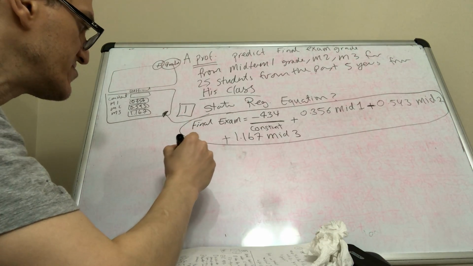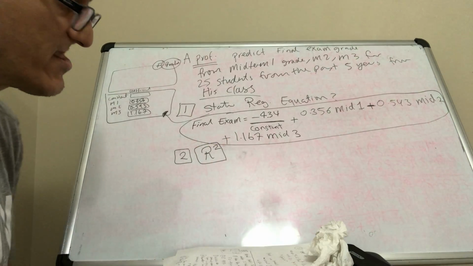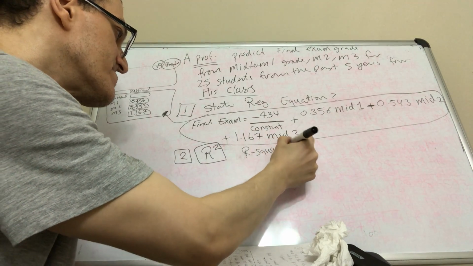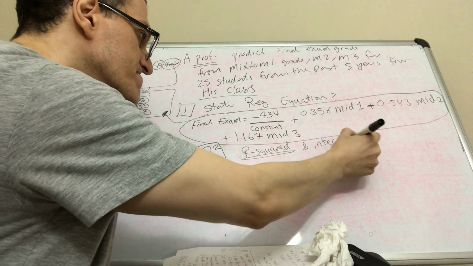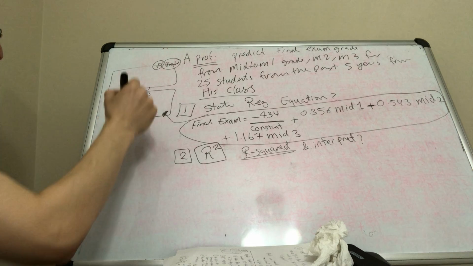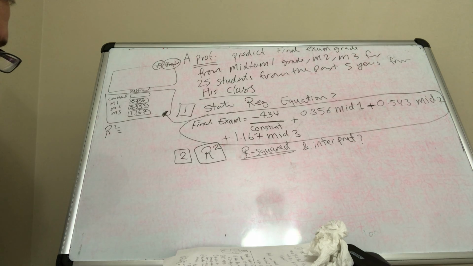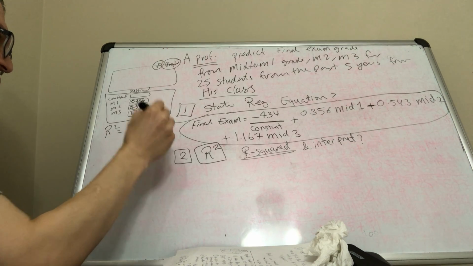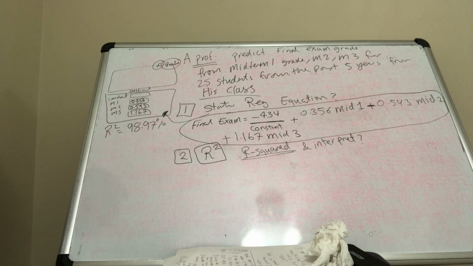In question 2, they wanted you to find R squared and interpret what it means. If you go here in one of these tables, you could see it in multiple locations, in fact. R squared was 98.97%, almost 99%, which is excellent, actually, very good.